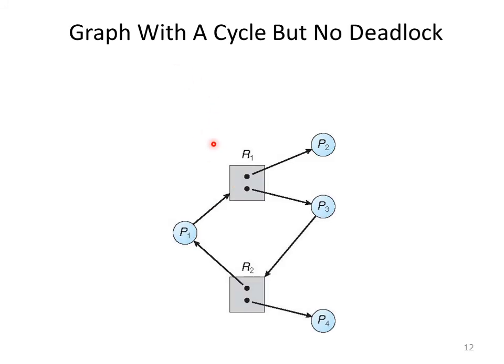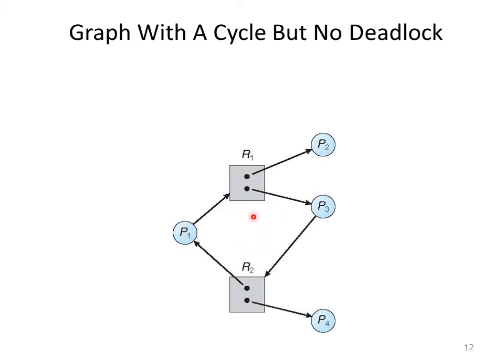Now we have a graph here which can be used to check whether a deadlock exists or not. We can say that a cycle does not always mean that it leads to a deadlock. For example, P1 is requesting for R1, R1 is allocated to P3. P3 is requesting for R2, R2 is allocated to P1. So we can see a cycle here.